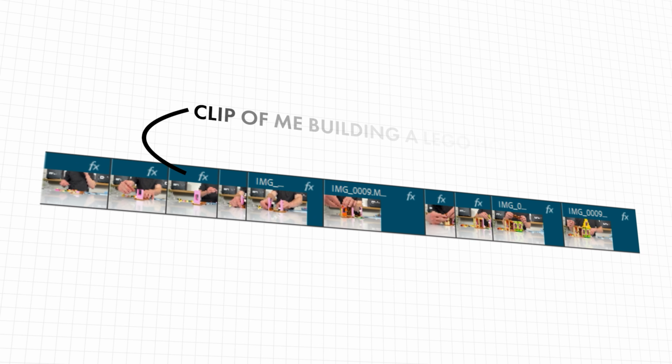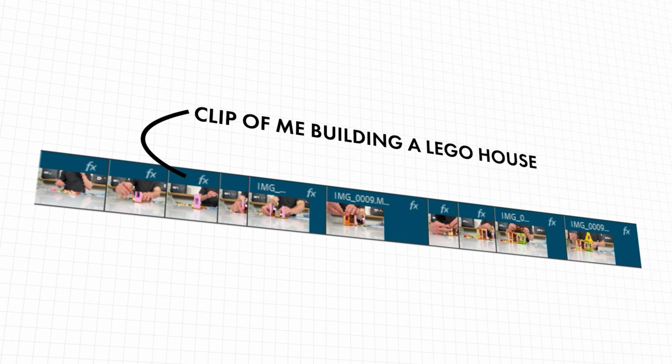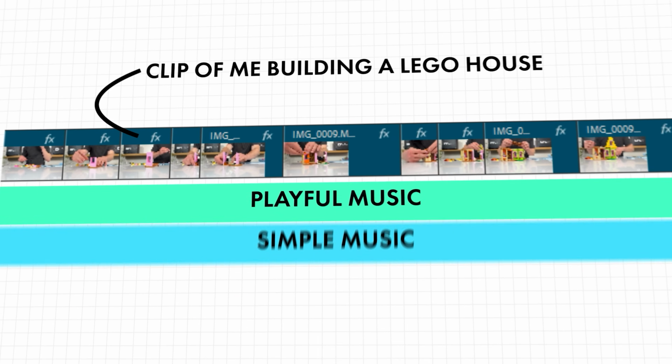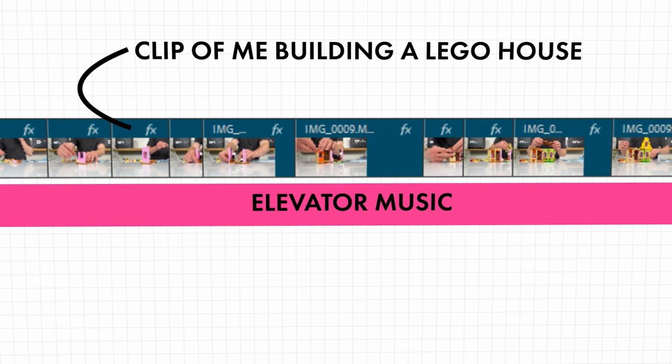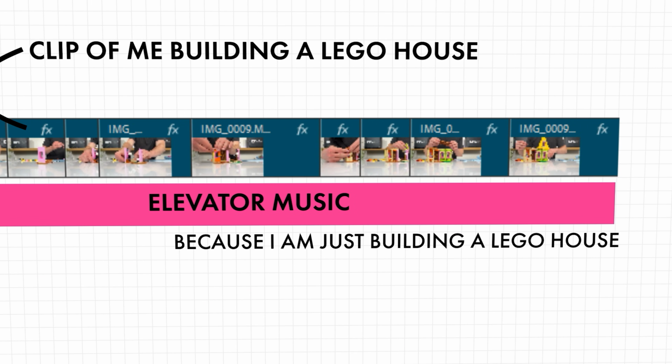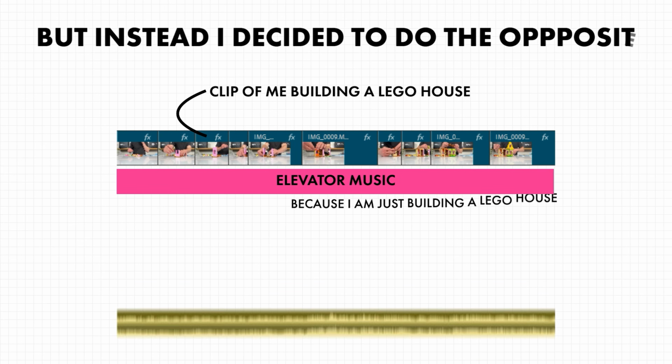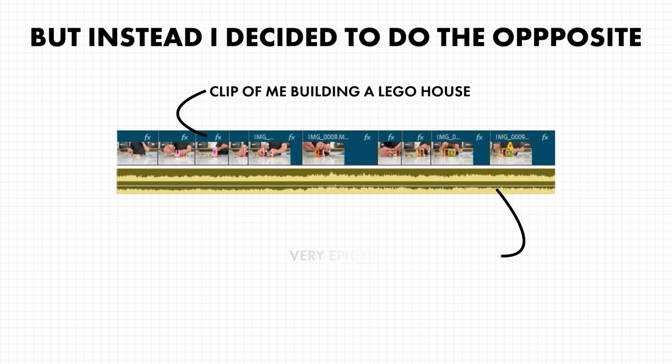Or what I like to do sometimes is to get a little creative and do the opposite category, because then it makes the viewer's experience exciting. So for example, this clip is me building a Lego house. And honestly, you could add some very playful music, very simple music, almost like elevator music, because I'm just building a Lego house. But instead, I decided to do the opposite and add very epic cinematic music. So intense that you probably think I'm fighting 100 zombies at once, and I'm the only one left on this planet. Let's see what it looks like.